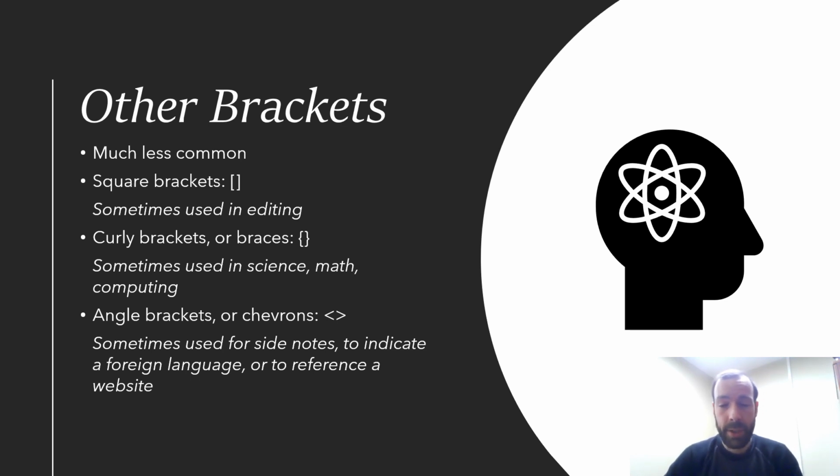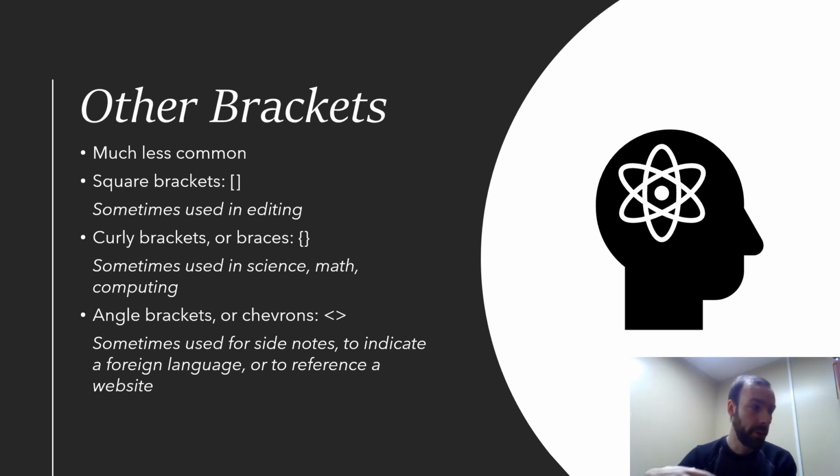Other types of brackets. So these ones we often call brackets. They're much less common. Square brackets, for example, which kind of look like parentheses, but they're all right angles. They're all very square. We sometimes use those in editing. So if you're making changes to a written piece and you want to change the way something's written, you might put that note in square brackets.